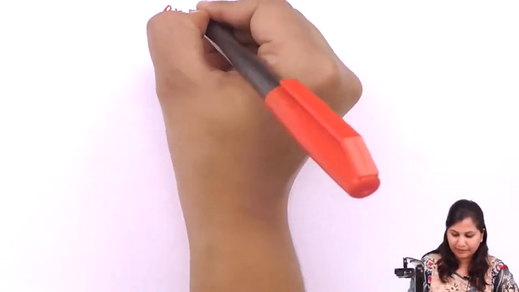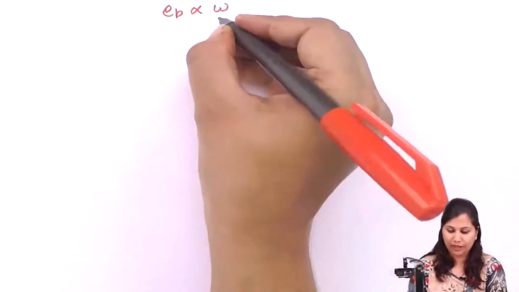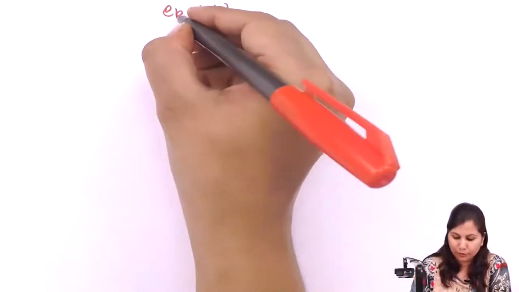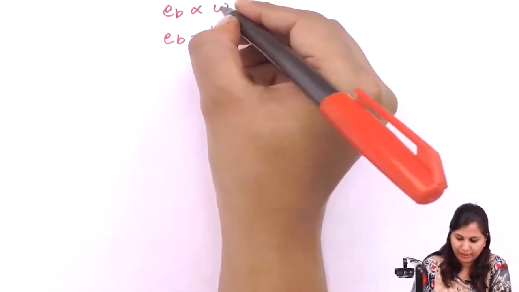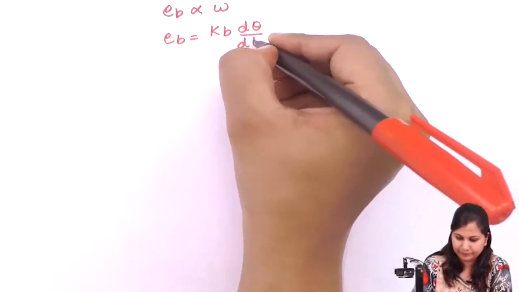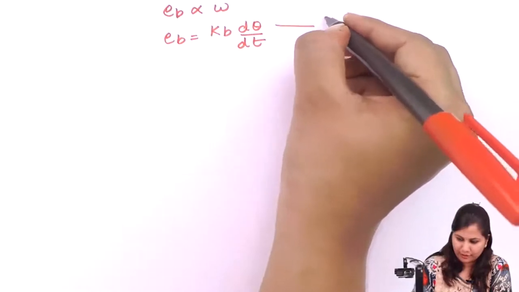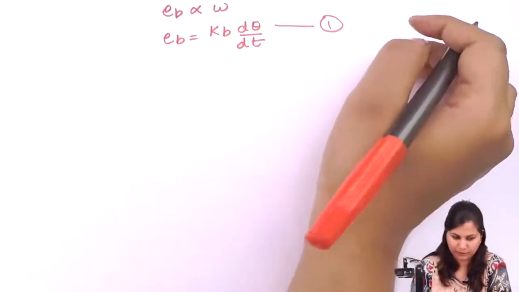If we write the equation for the back EMF, we have said that it is proportional to the angular speed of the shaft, that is omega. So remove this proportionality sign, we will have Eb equals KB times omega, and omega can be written as d theta by dt. So this is our first equation. Let us give it a number, first equation.